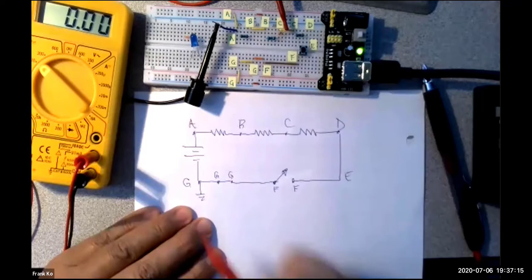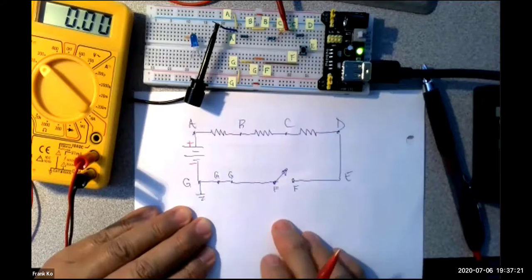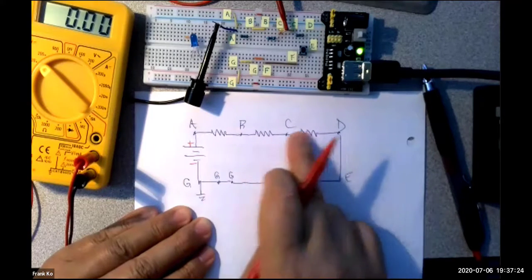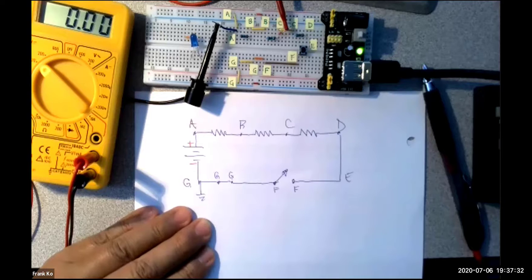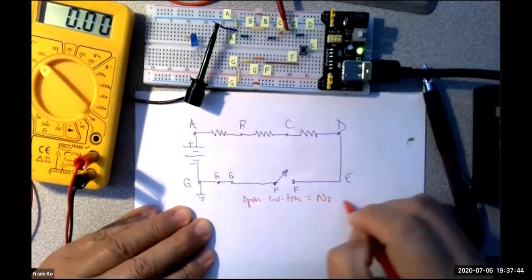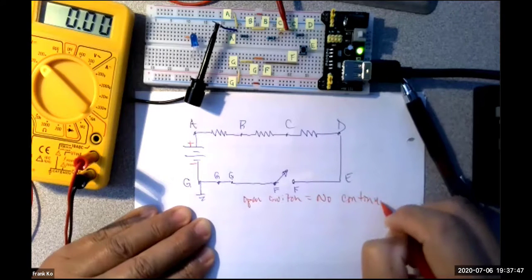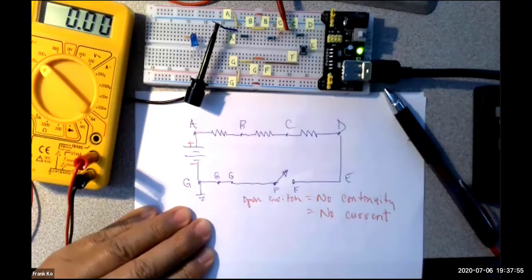So our polarity of the source remains unchanged. It is still positive on top, negative on the bottom. Is there any current flowing through these resistors at all with an open switch? Wait. Is there any current flowing when the switch is open? No. Open switch equals no continuity equals no current. Are we in agreement? There's no current because we have no continuity. So far, so good, yes?